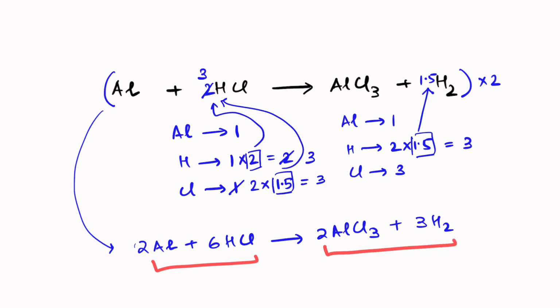Now let's visually check to make sure that all the atoms on the left are equal to all the atoms on the right. So we have 2 aluminums on the left, 2 on the right. We have 6 hydrogens on the left, 6 on the right. We have 6 chlorines on the left, and 2 times 3 is 6 chlorines on the right. And there you have it. That's a complete balanced equation for you.